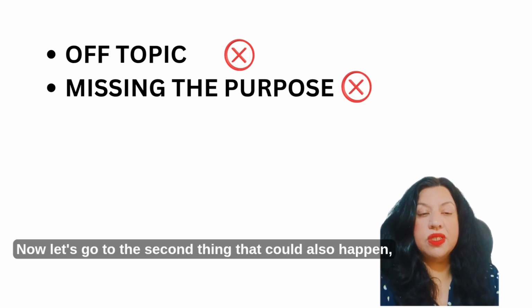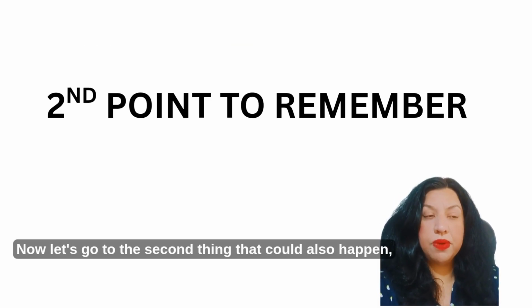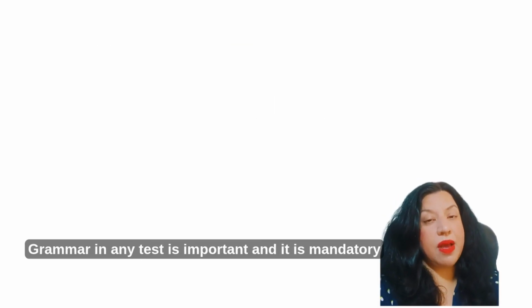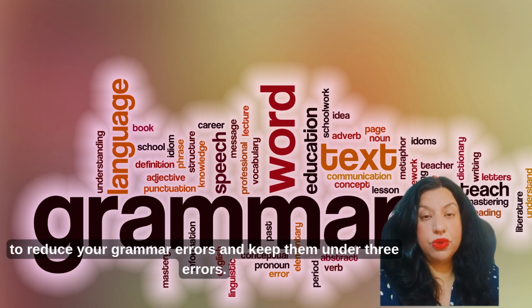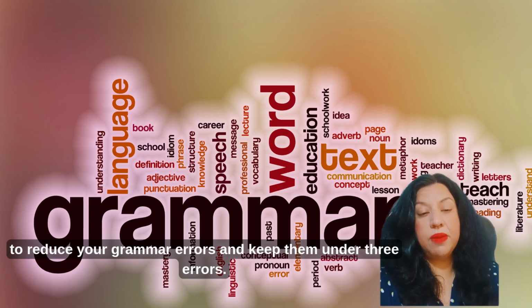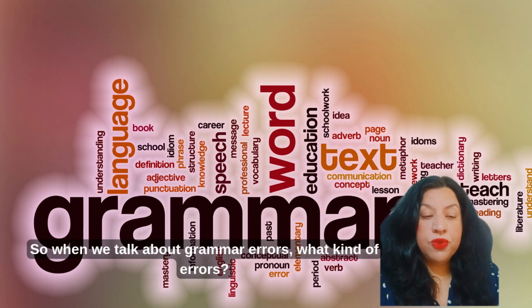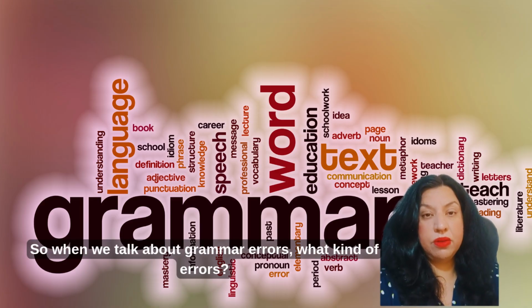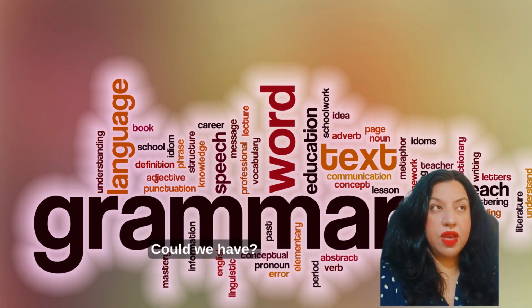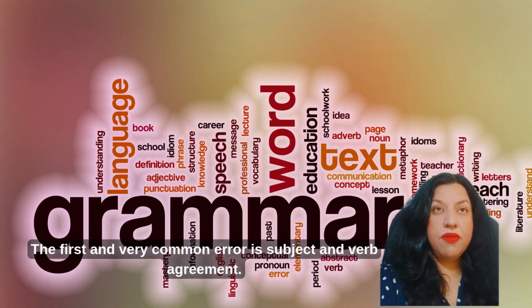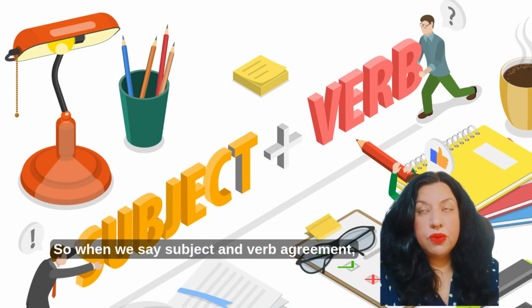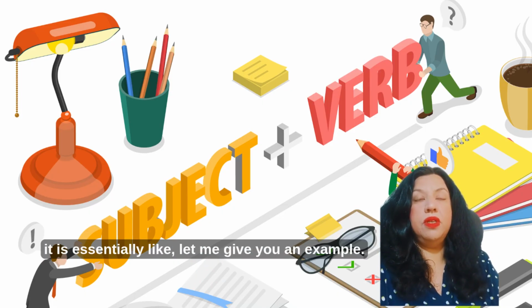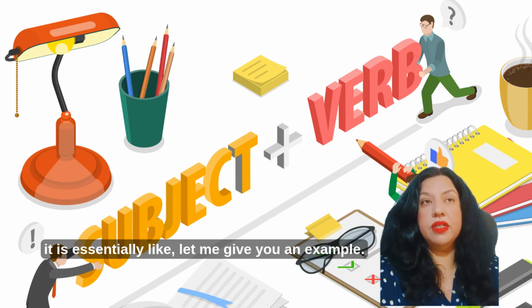Now let's go to the second thing that could also happen, which is grammar. Grammar in any test is important, and it is mandatory to reduce your grammar errors and keep them under 3 errors. So when we talk about grammar errors, what kind of errors could we have? The first and very common error is subject and verb agreement. Let me give you an example.